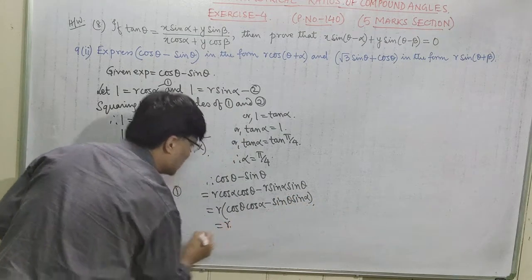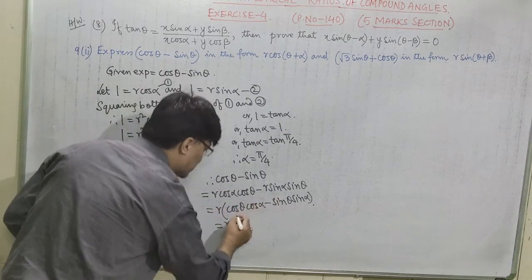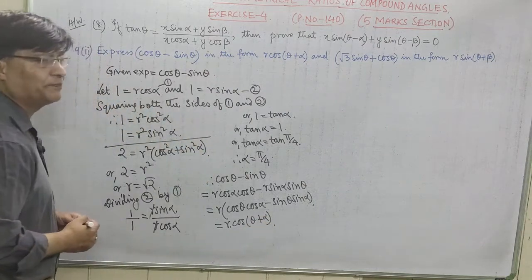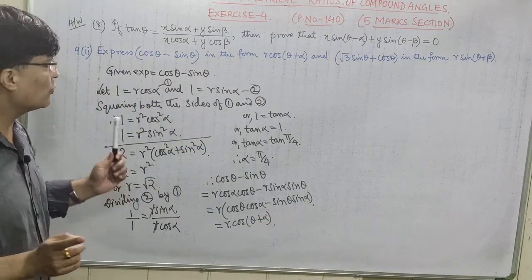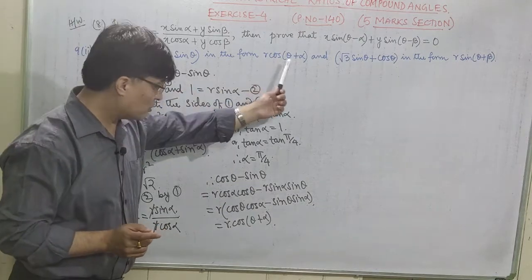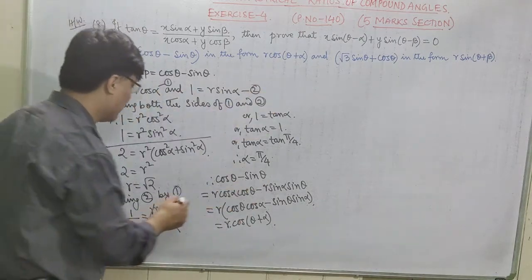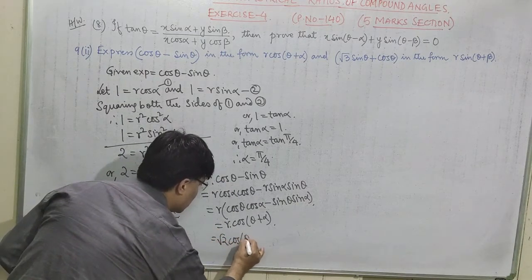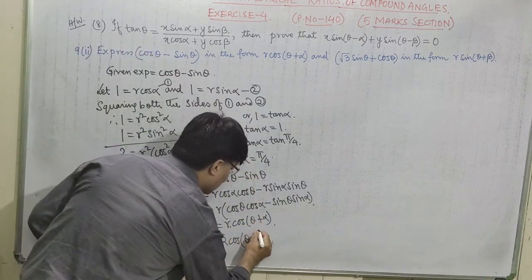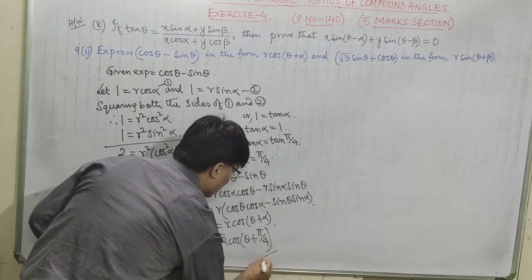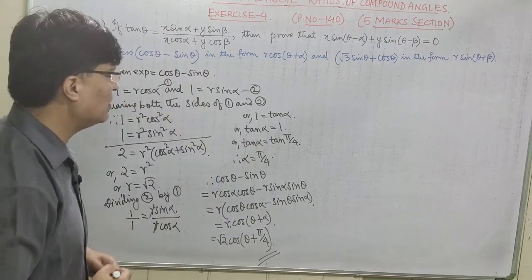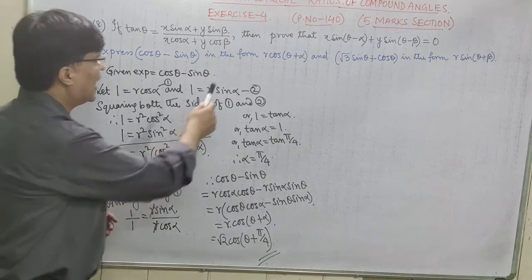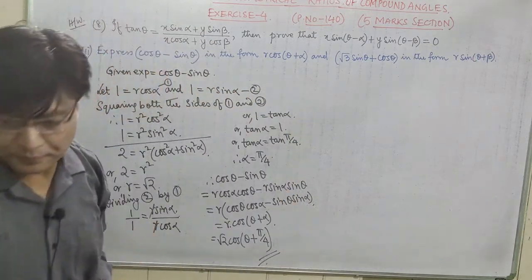Right? Is equal to r into, now this is cos A cos B minus sin A sin B. What is the formula? Cos of theta plus alpha. So I think you have understood it. So we have expressed it in the form of r cos of theta plus alpha. Now we can put the value for r. What is r here? It is root 2 cos of theta plus, what is alpha here? Alpha is pi by 4. So this is the final answer. So we have expressed cos theta minus sin theta in the form of r cos of theta plus alpha.